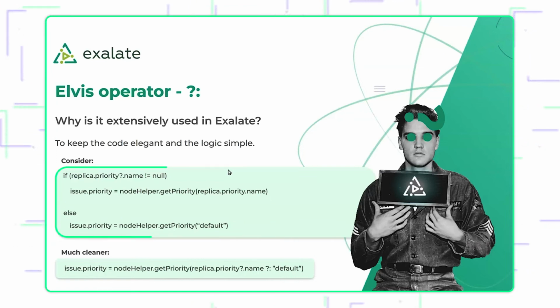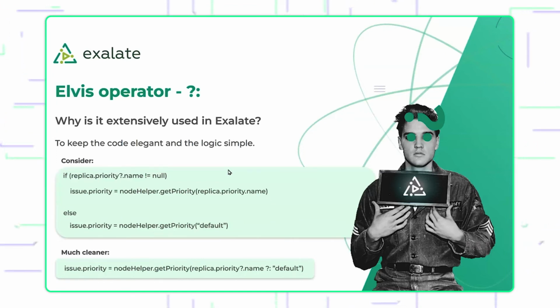Let's consider an example of the if condition where you basically try to assign the priority to an issue. In the if condition, you check if the replica priority is not null. Then that's the value you're going to use to assign to your local issue priority. But in case it is null, then you assign a default value in the else condition to the issue priority. Now, that code snippet could be elegantly written as you see in the bottom, where you use the Elvis operator to pick up a default value.